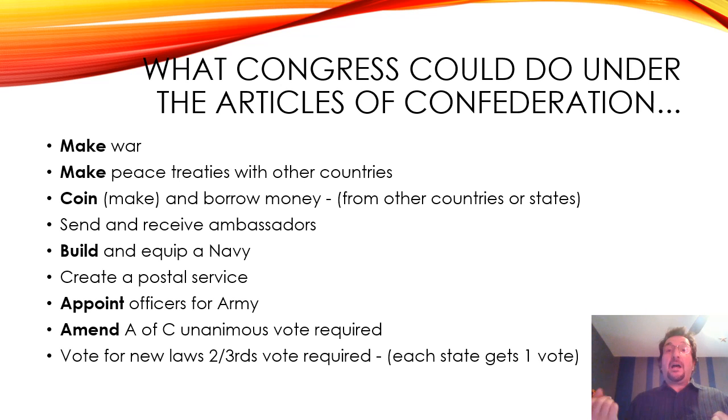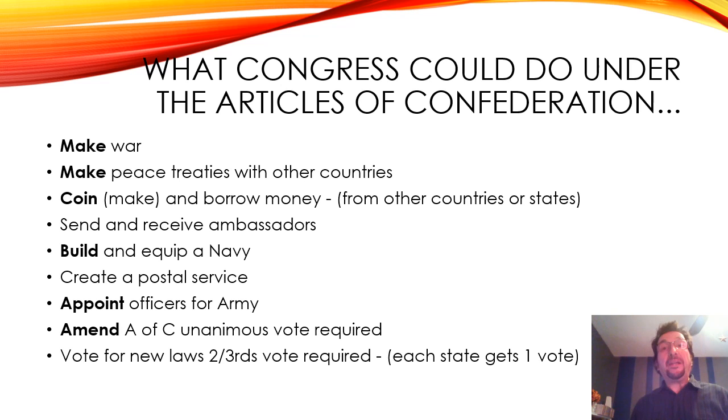A fourth thing, they could send and receive ambassadors to other countries, which is boring, but it's important to have somebody to speak on your behalf in another country. They could build and equip a navy. And you're going, Chambers, once again, you said that they couldn't raise soldiers. Yep, that's true. The sixth thing is they could have a post office, the all-important post office. This will come back to you in the War of 1812. Trust me. It's essential.